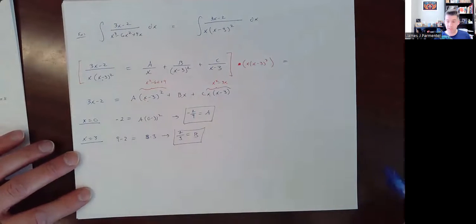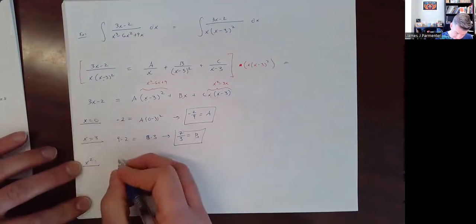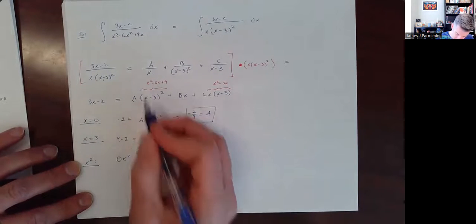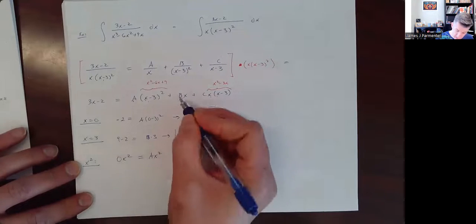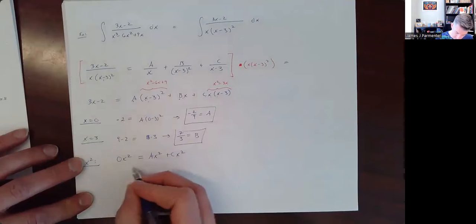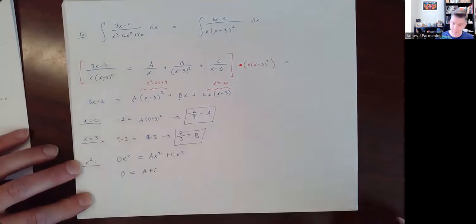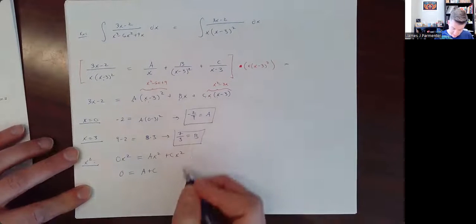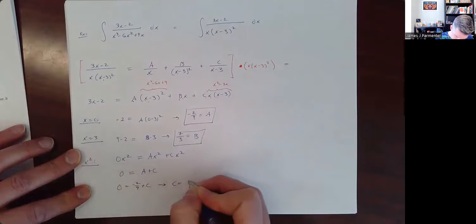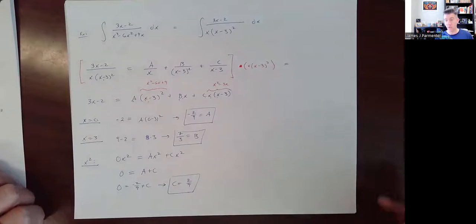So if I equate the coefficients of x squared, I see on the left-hand side, I have a 0x squared. On the right-hand side, I would have an a times x squared. I would not have a b times x squared, but I would have a c times x squared. In other words, the coefficient of x squared on the left has to equal the coefficient of x squared on the right. Since I know that a is -2/9, I can say that 0 equals -2/9 plus c, which means c has to equal +2/9.